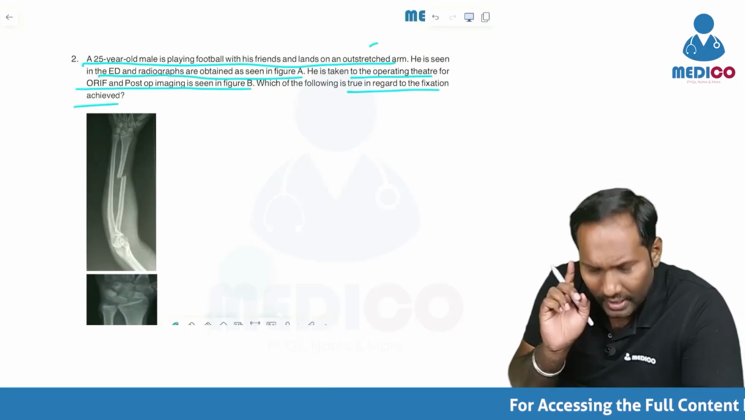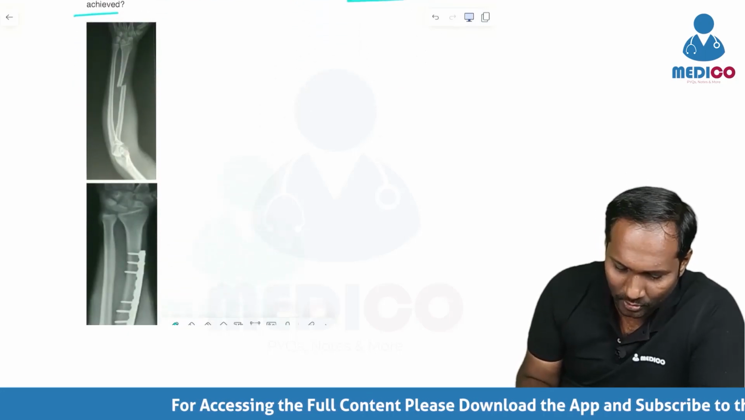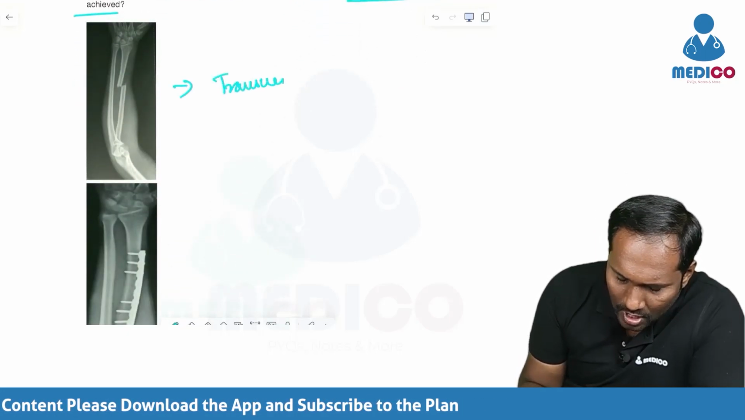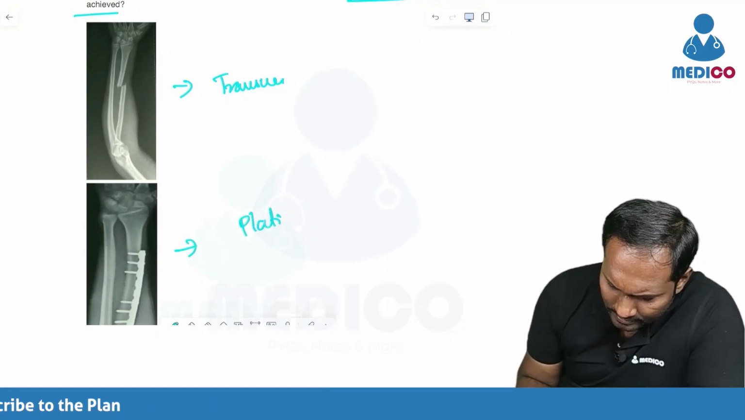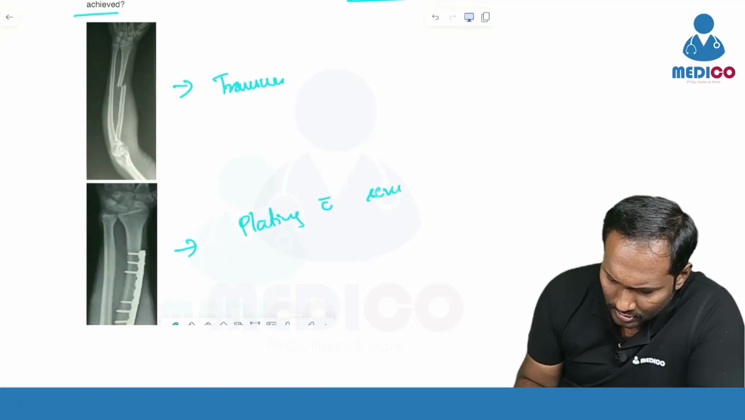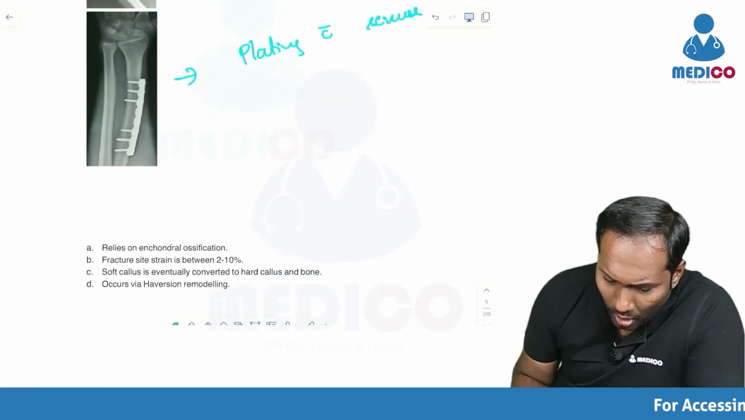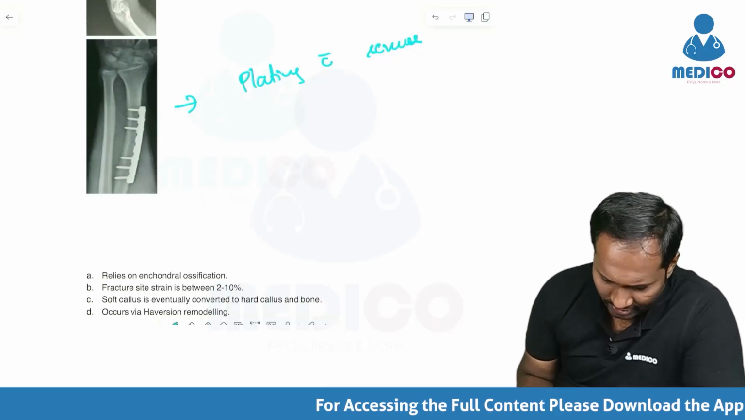A simple question, but the options I have made difficult for you guys. The fracture is what? A transverse type. What have they done? They have done plating with screws. Now the question they're trying to reach is what kind of fixation we have achieved or what kind of healing we are trying to achieve.